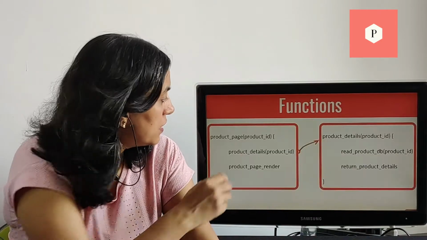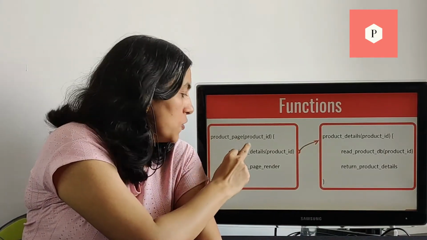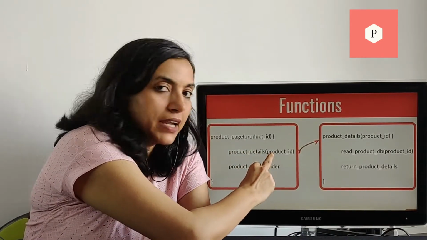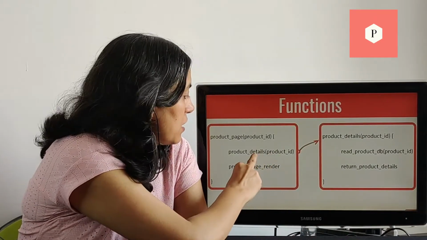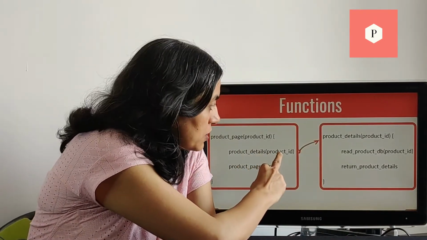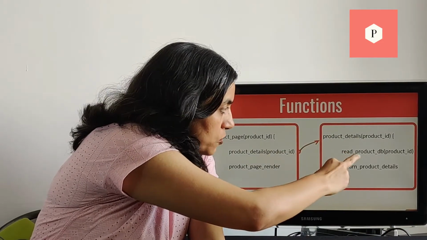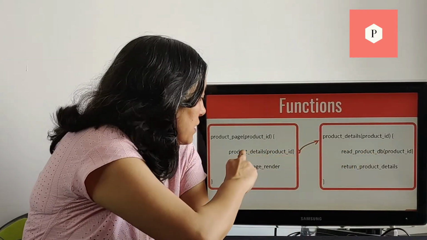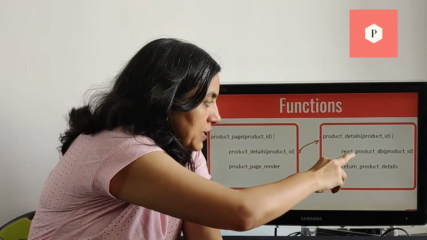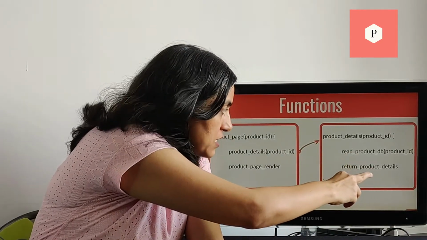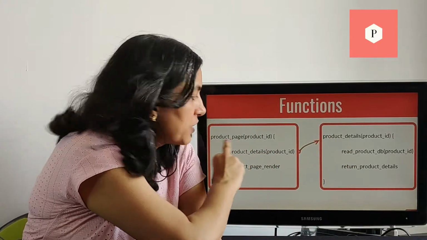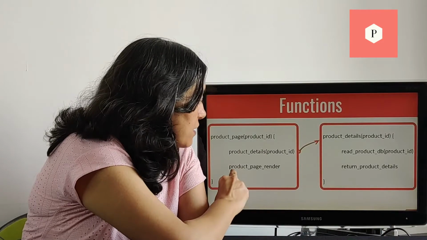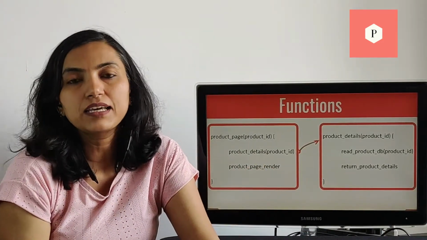So you can imagine a product page function which calls a product details function with the specific product ID for which it needs the information. When the product details function is called with this product ID, it goes ahead and reads the product information from the database, again for the product ID with which the product page function had called it, and then it returns those product details to the original product page function. The product page function gets all this information and then goes ahead and renders this page according to the design that has been coded there.